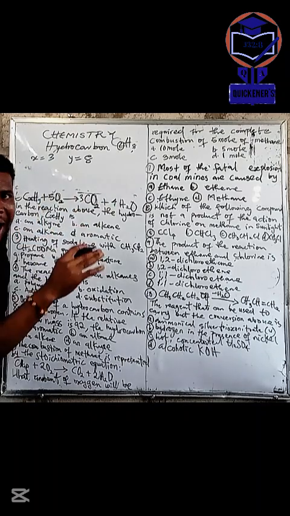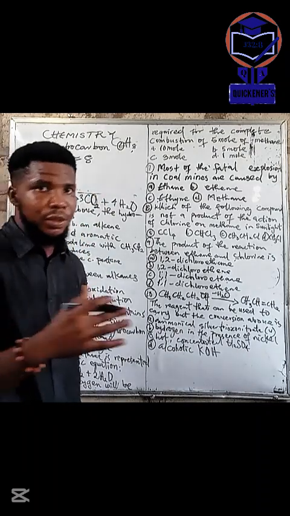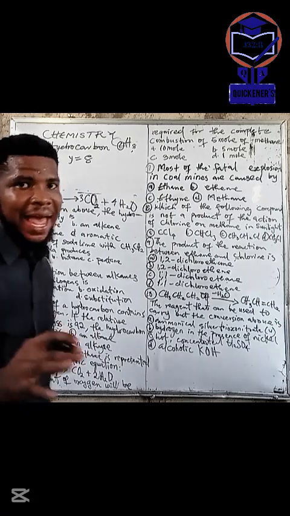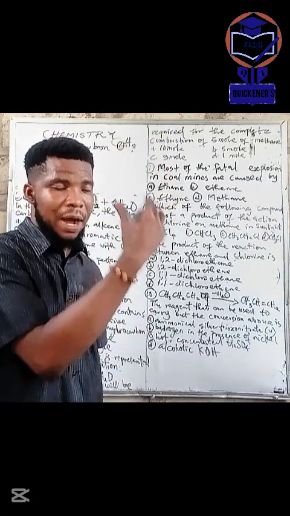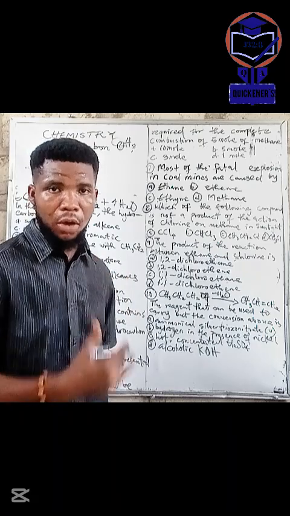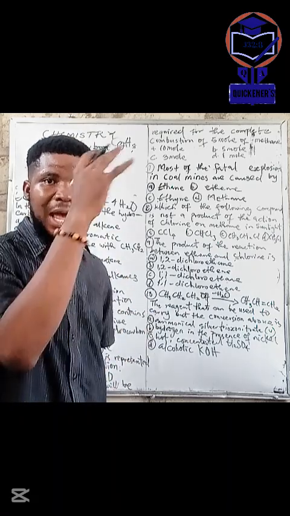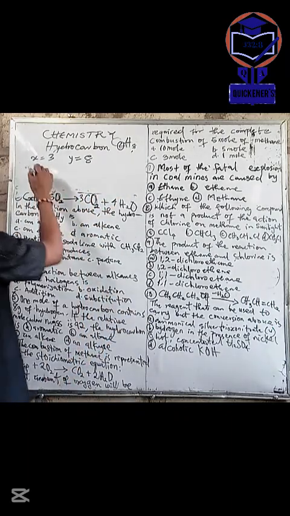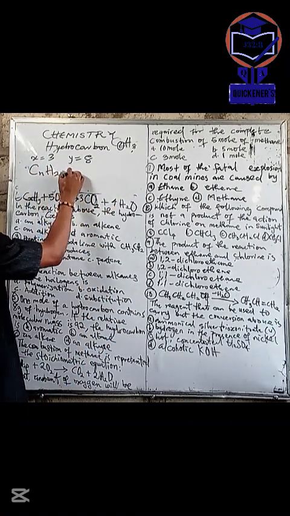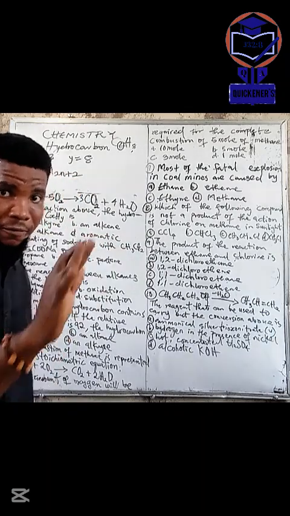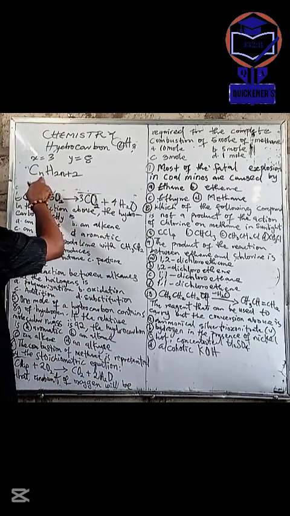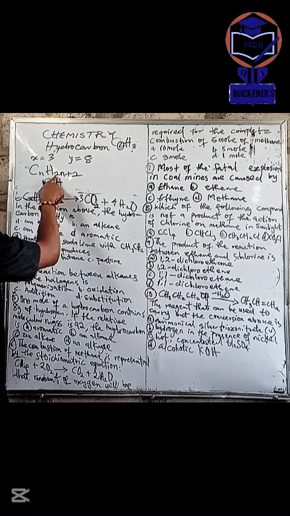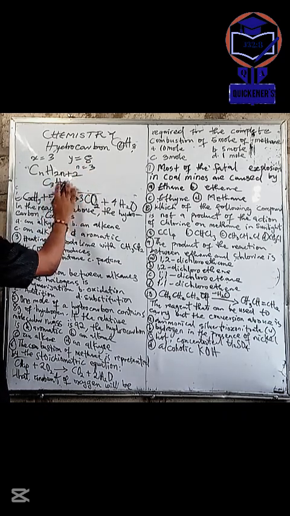So what formula or what homologous series does this conform to? Remember, every homologous series or every organic family has a general formula that it conforms to. So what formula will this one conform to? Let's start with the first one, CnH2n+2. This is the alkane family, the first family. So when I put my n as 3, n is 3 now, the 2 times 3 will be 6, plus 2, that's 8.